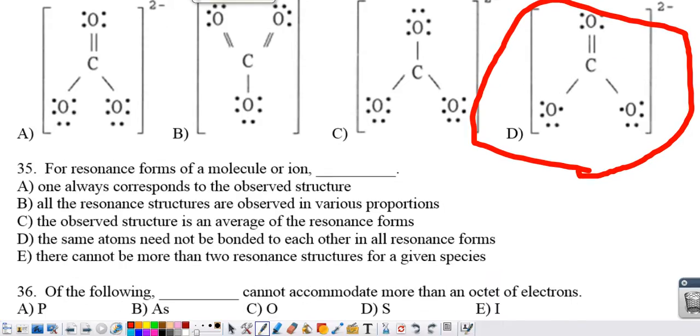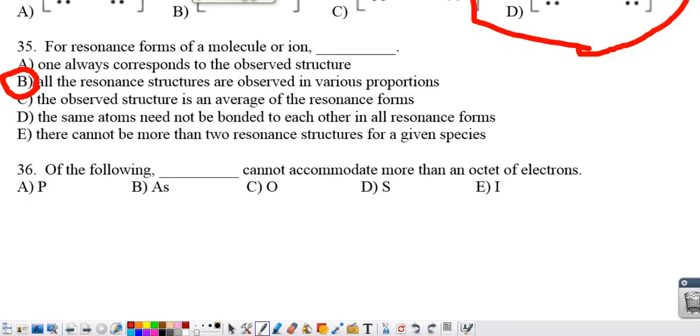For resonance for a molecule, all the resonance structures are observed in various proportions. So if you have multiple correct answers, all of the correct answers probably exist, just at different percentages.